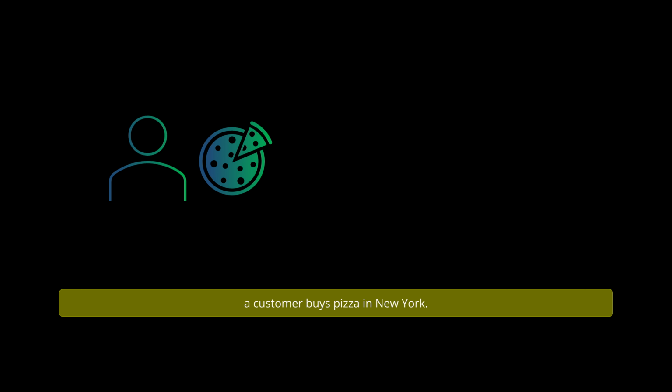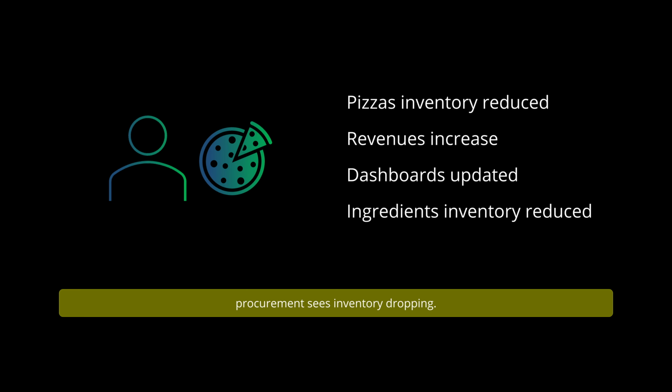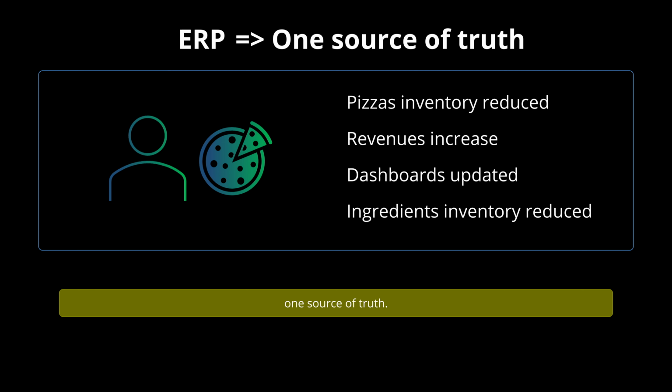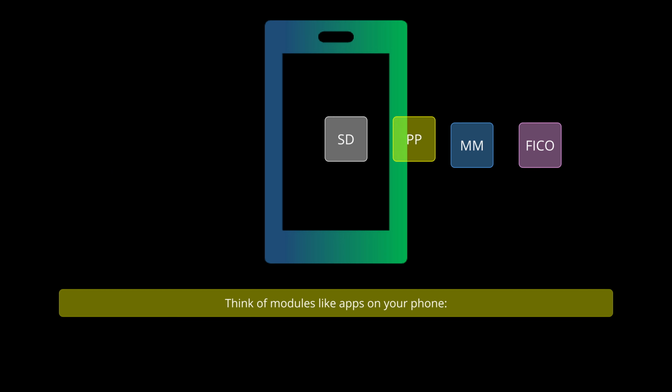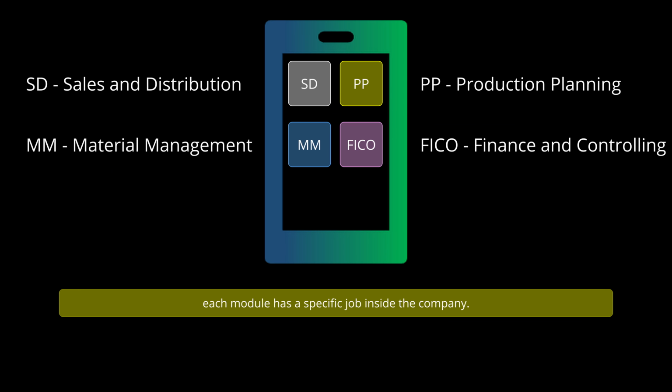A customer buys pizza in New York. Immediately, inventory updates, finance sees revenues, managers see dashboards, procurement sees inventory dropping. One action, multiple departments updated instantly. That's ERP. One source of truth. To keep things organized, SAP uses modules. Think of modules like apps on your phone. Each module has a specific job inside the company.